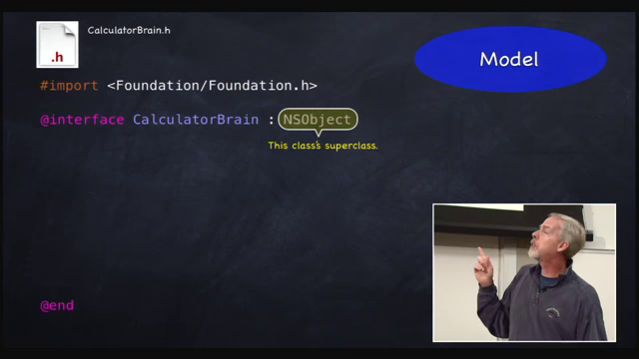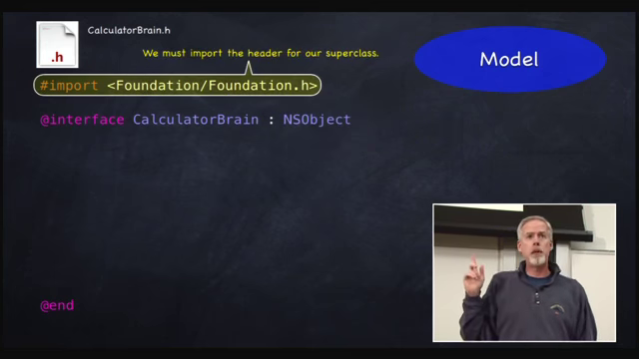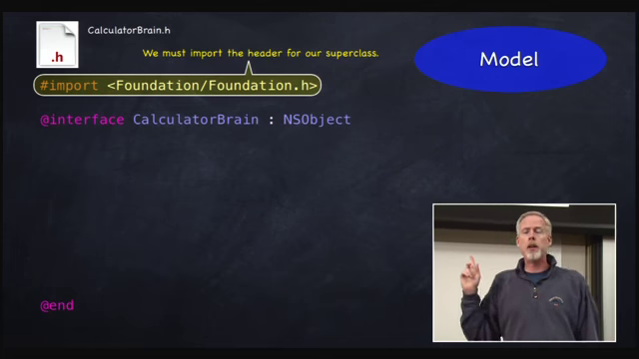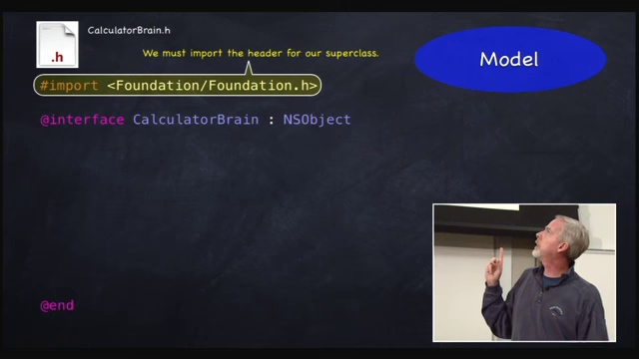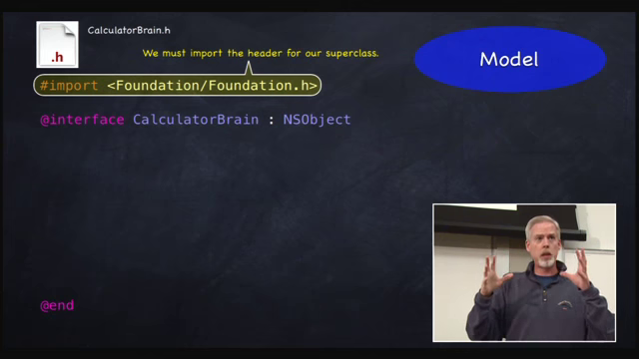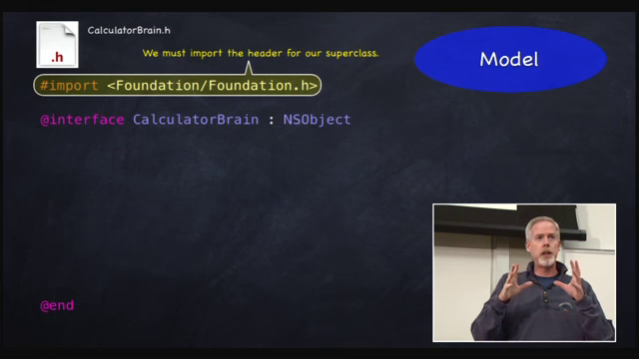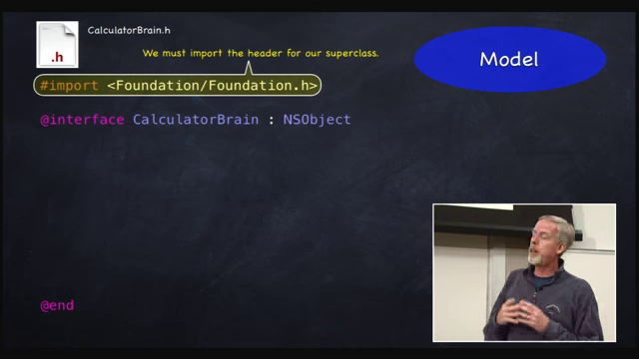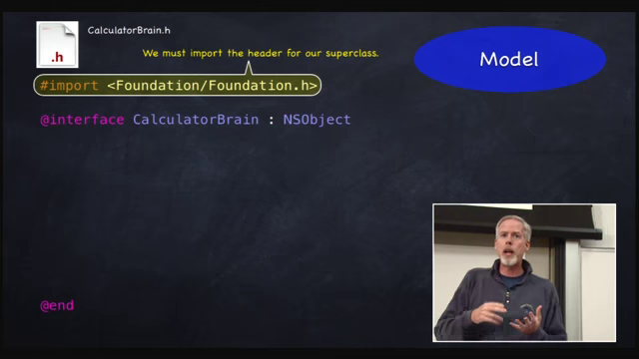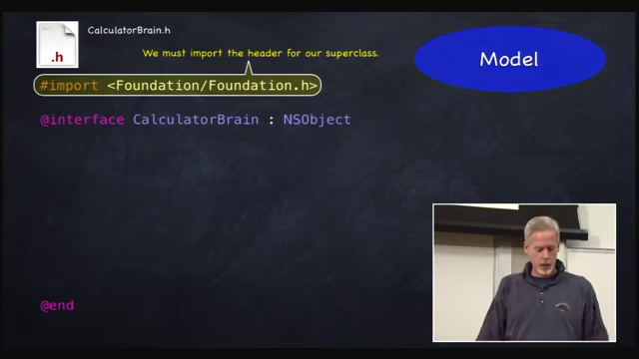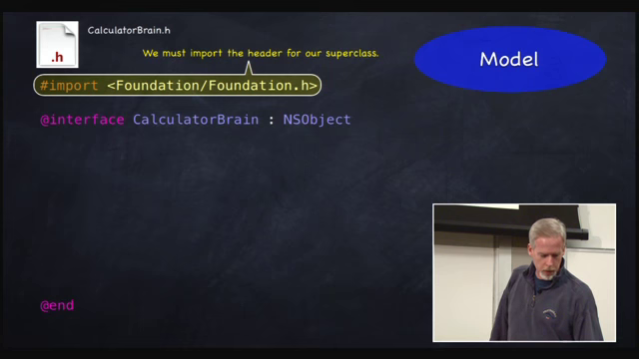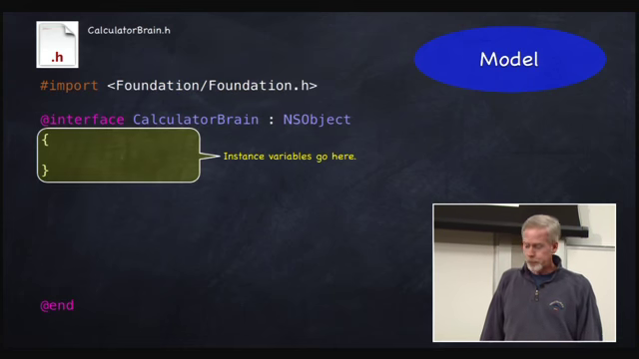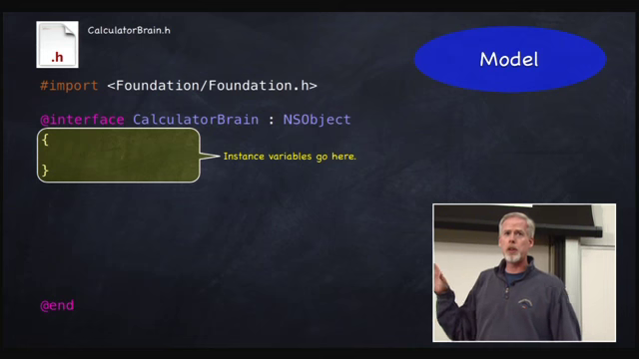Now, if we're going to put that superclass there, we need to import its header file. The header file for NSObject is actually a framework include called Foundation. So Foundation.h has all the includes for what's called the Foundation framework. The Foundation framework includes NSObject, but also arrays, dictionaries, all that. We'll be covering that all next week. Very important framework.